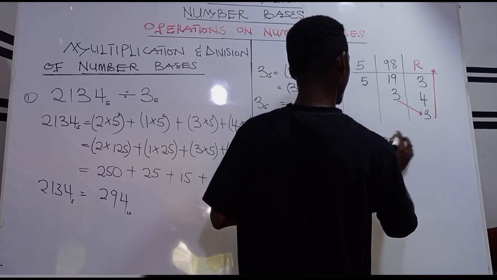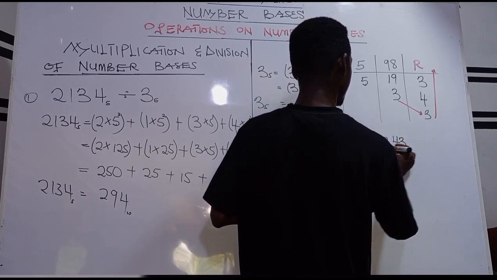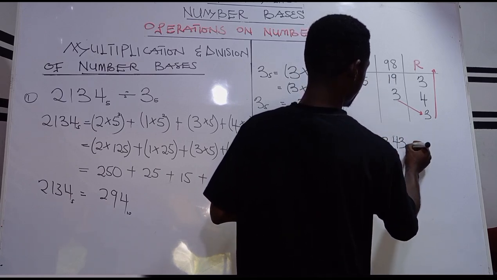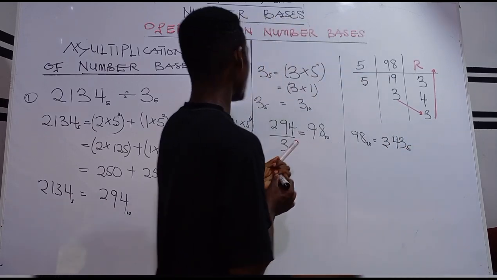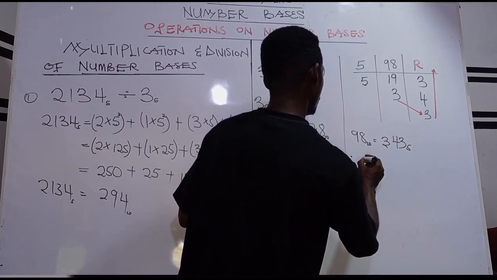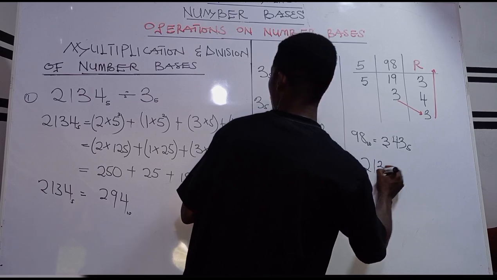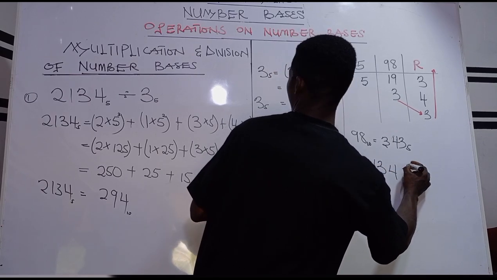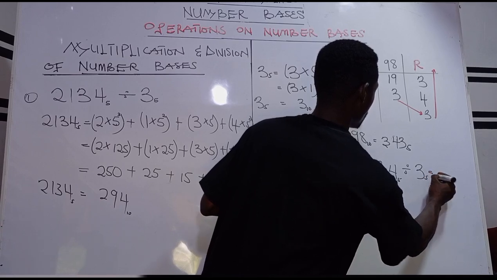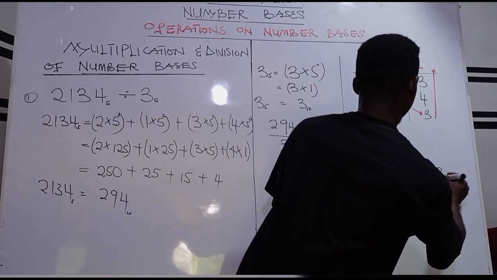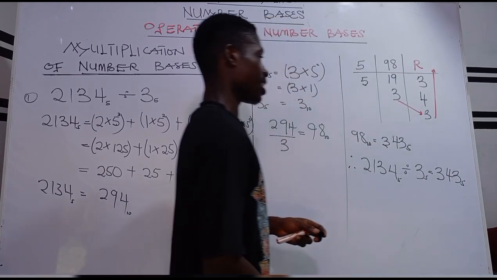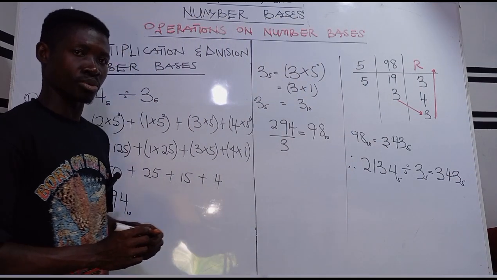343 to the base of what? 5. Good. So therefore we can say that 2134 divided by 3, all of them in base 5, is equal to 343 base 5. Very, very simple.